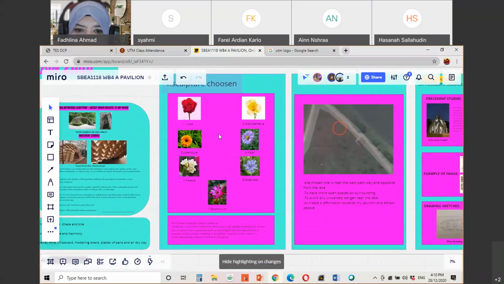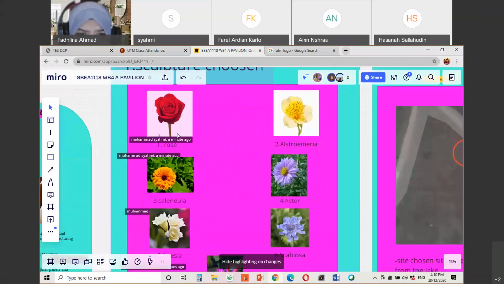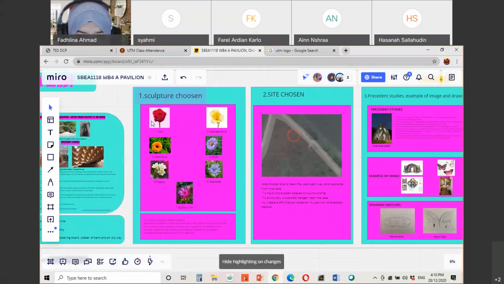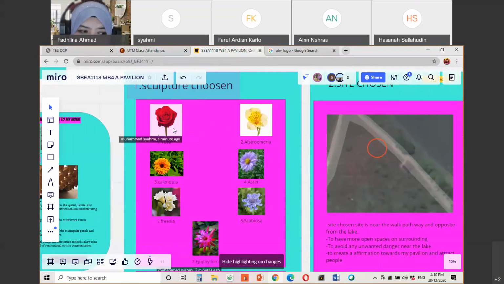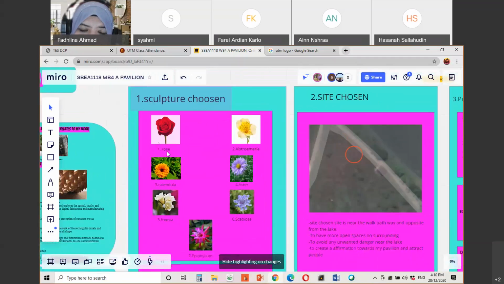Alright, Syami. So this sculptures? No, not that. I just take a reference image because I'm making my own sculpture. Alright. But at least you need to provide examples of sculptures that has been done by other sculptors. Okay, let's say you need to know who is the famous artist who are doing all these flower sculptures and so on, before you go to your own sculptures.